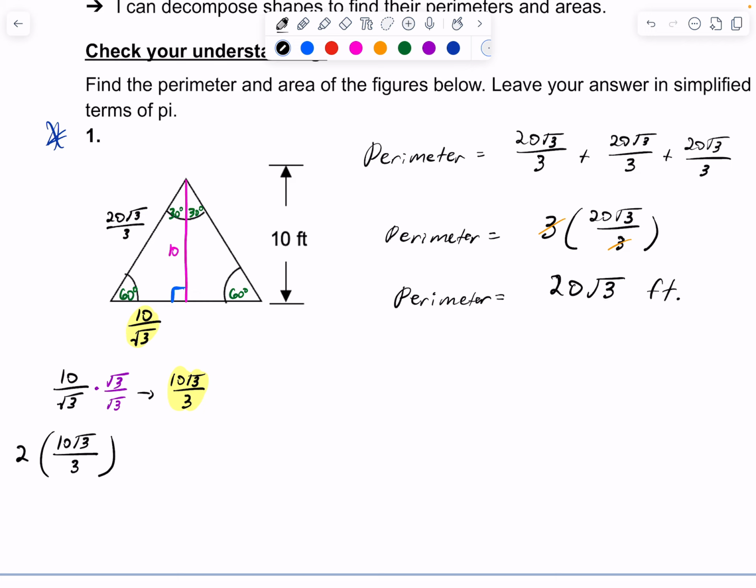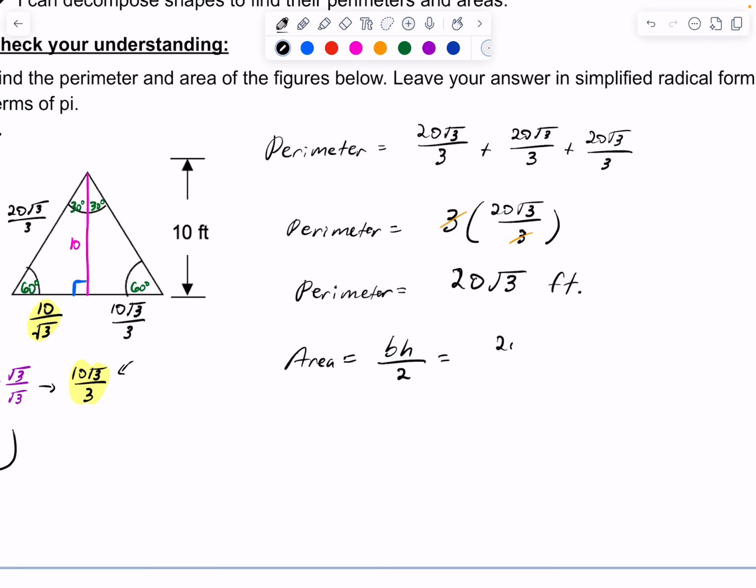Okay, let's find the area. Now the area we know is base times height over 2. All right, and so when I think about my base, I see this 10 over root 3, which I know is simplified right here. So this one is also the same, 10 root 3 over 3. So my base is my side length. So I'm going to multiply my side length of 20 root 3 over 3 times the height. I know the height was actually the very first thing they gave us, which was 10 feet. And then it wants us to divide by 2.